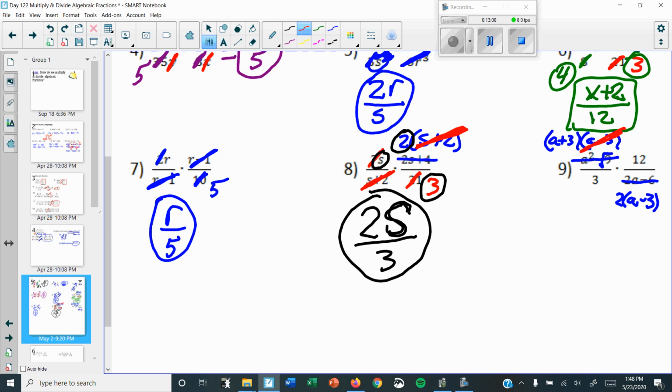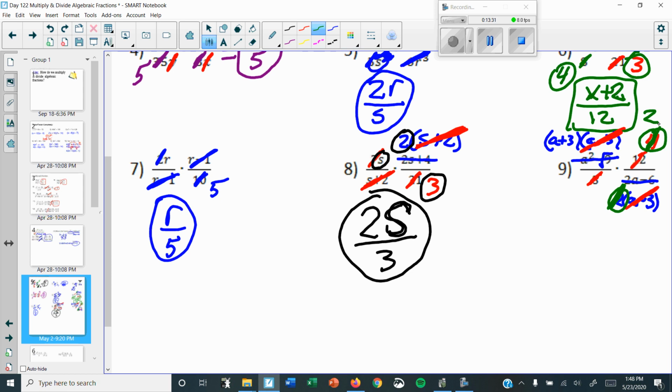I see an A minus 3 and I see an A minus 3, so that's gone. What about 12 and 3? You can take a 3 out, so that 3 goes away. 12 divided by 3 is 4. Is there anything else I can do? Yes. I see a 2 and I see a 4. You can take a 2 out. So the 2 goes away. 4 divided by 2 is 2. Is there anything else I can do?